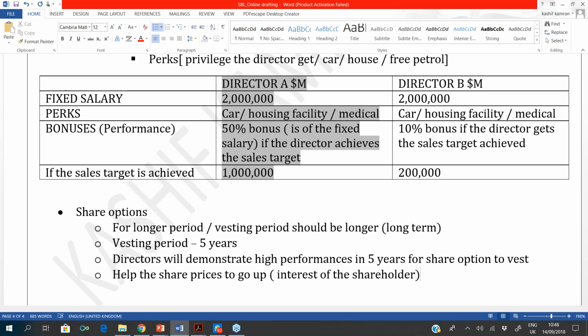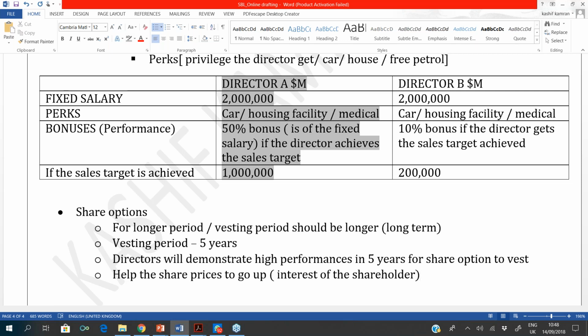So are you getting the knowledge of alignment of interest? The director has an interest in a salary. It is better to align the salary with the shareholder interest. The shareholder wants the dividends. The shareholder wants the return on his investment. It is better to align the director interest with the shareholder interest, so that we have a win-win situation.